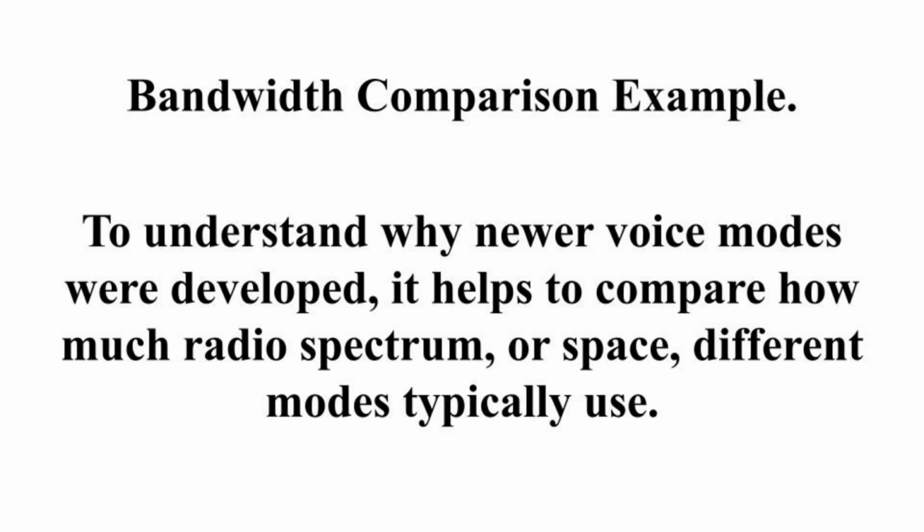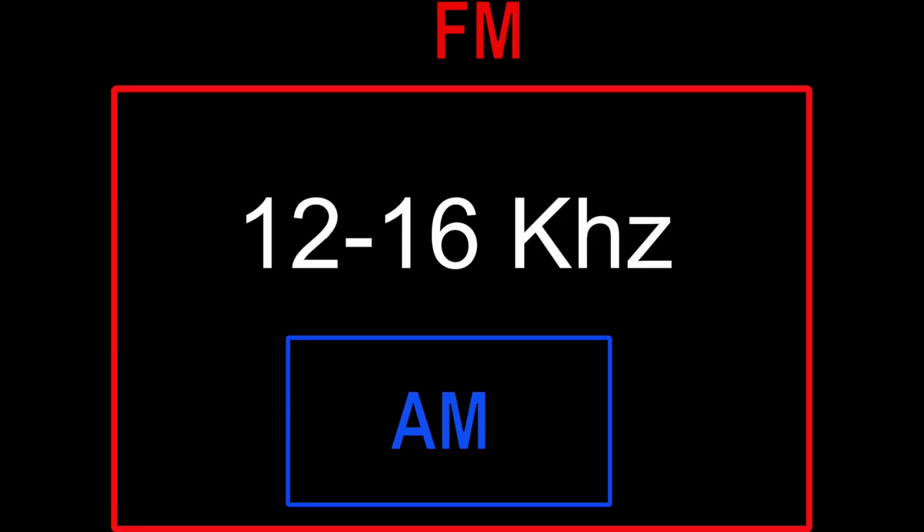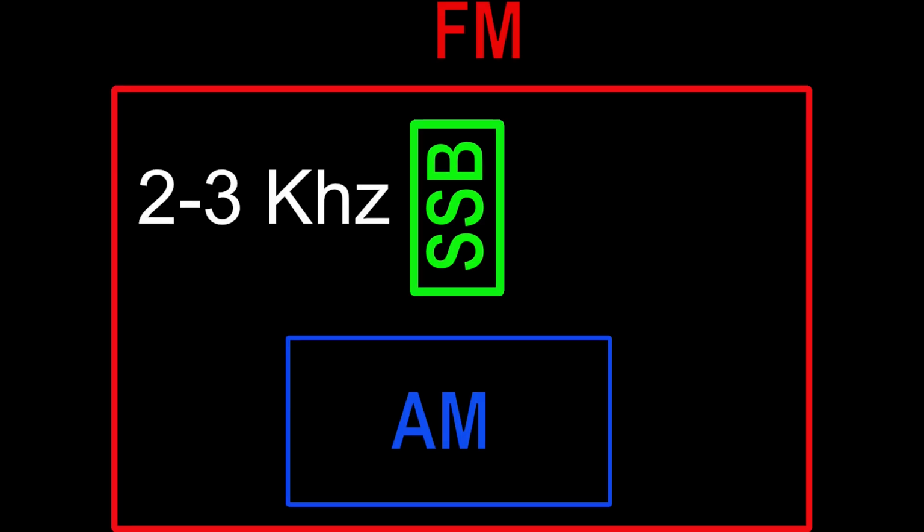Bandwidth comparison example. To understand why newer voice modes were developed, it helps to compare how much radio spectrum, or space, different modes typically use. A typical AM voice signal may occupy around 6 to 10 kHz, or 6,000 to 10,000 Hz of bandwidth. An FM signal used on VHF amateur repeaters and GMRS UHF repeaters is usually around 12 to 16 kHz wide. Single sideband, however, usually only occupies about 2 to 3 kHz.